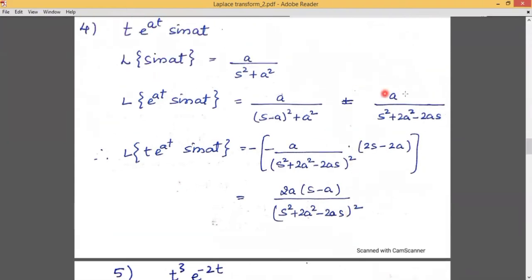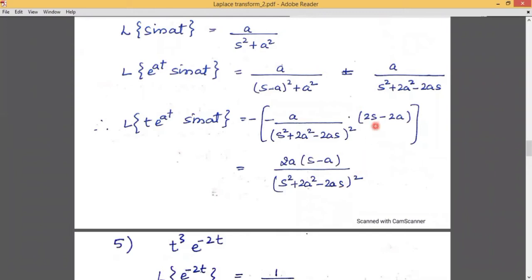See here, since it is a constant, you can just take the derivative of 1 by s. What is the derivative of 1 by s? It is minus 1 by s square. So here, similarly, I have written the derivative of this whole thing as minus a by this denominator square into derivative of this. Derivative of this will be 2s minus 2a. Or you can just use the quotient rule, one and the same. You'll get the same answer.